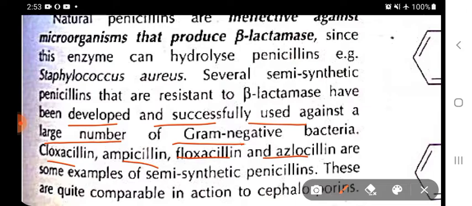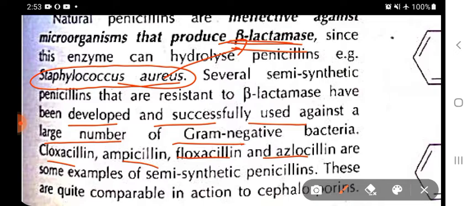These are some examples of semi-synthetic penicillins which are effective against those microbes which produce beta lactamase, because natural penicillins will get hydrolyzed if they come in contact with these microbes, since this enzyme is normally hydrolyzing the beta lactam ring in penicillin. That's why we have to prepare semi-synthetic penicillin like this, in order to resist those beta lactamase forming microbes.